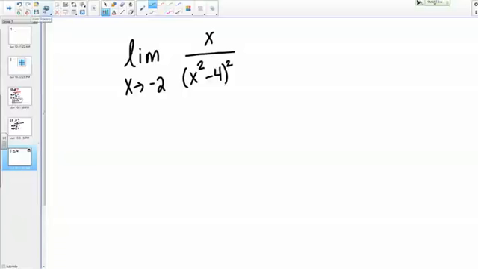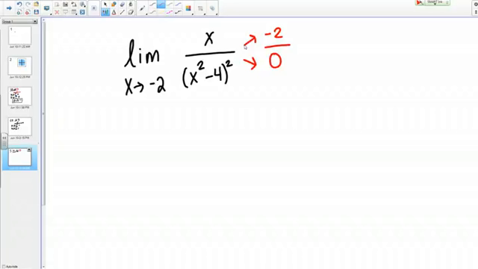Let's take a look at the limit as x goes to negative 2 of x over the quantity x squared minus 4, squared. So first of all, what happens if I plug in negative 2? On the top I'm going to get negative 2, of course. On the bottom I'm going to get negative 2 squared, which is 4, minus 4, so that gives me 0. So I've got the form negative 2 over 0.